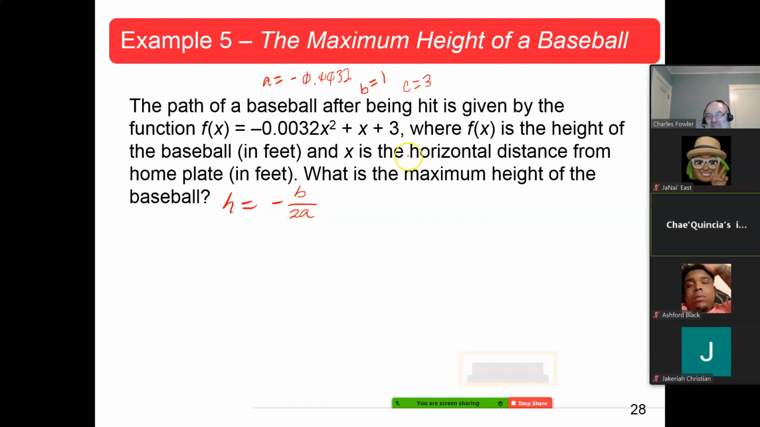Remember that? That's what we did before. Okay, now all you have to do is plug it in. Okay, so it's a minus 1 over 2 times negative 0.0032, except I left off my minus sign. Okay, there's a minus sign there. That's pretty ugly, isn't it? Okay, so you have a minus here and a minus there, so that's going to be a plus 1 over 0.0064, since 0.0032 times 2 is 0.0064.